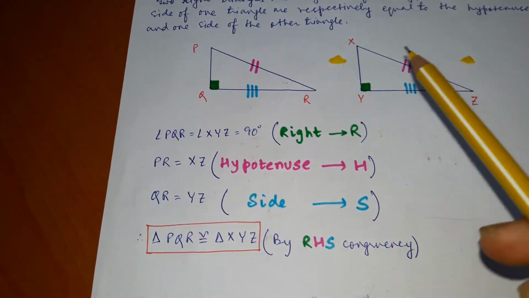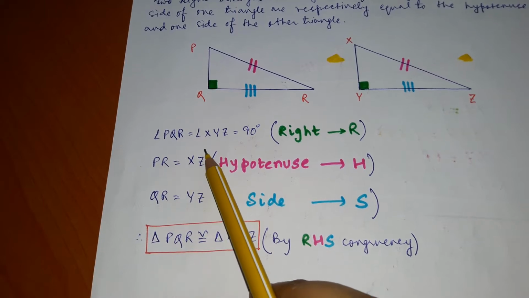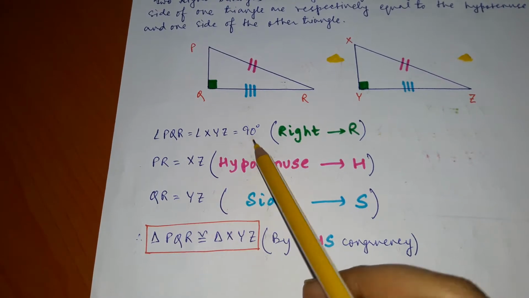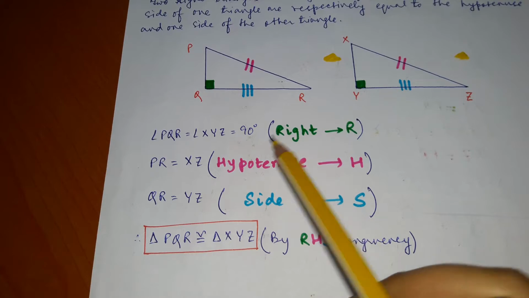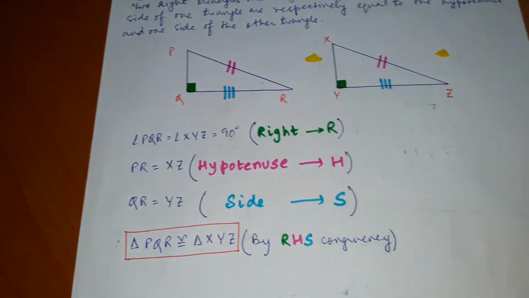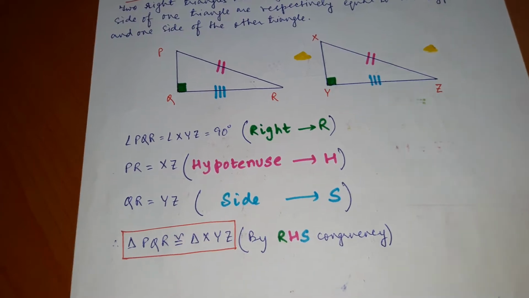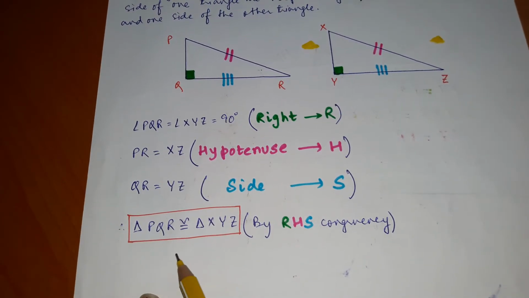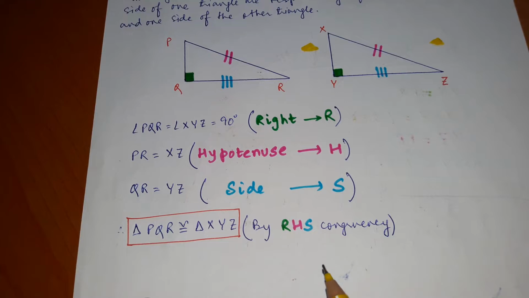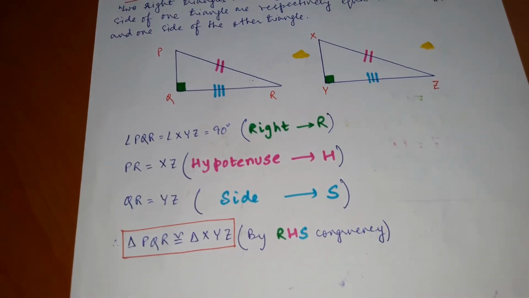For these two triangles, first of all, angle PQR equals angle XYZ equals 90 degrees. PR equals XZ, that is the hypotenuse. The two hypotenuses are equal, and QR equals YZ, that is the side. So triangle PQR is congruent to triangle XYZ by RHS congruency.